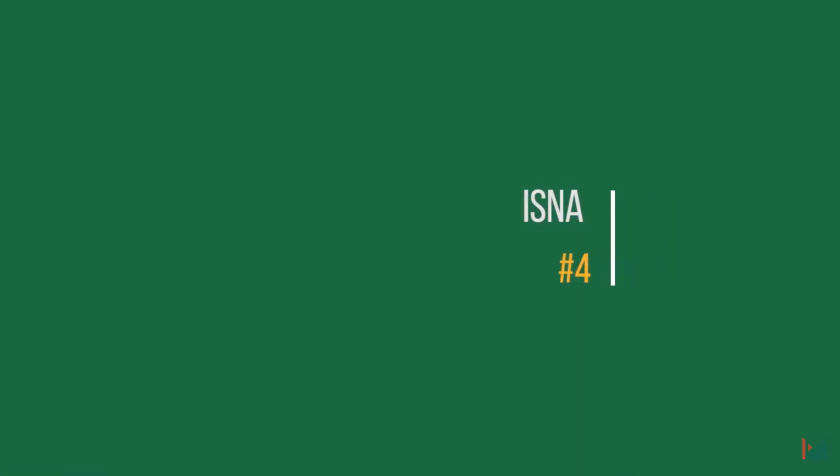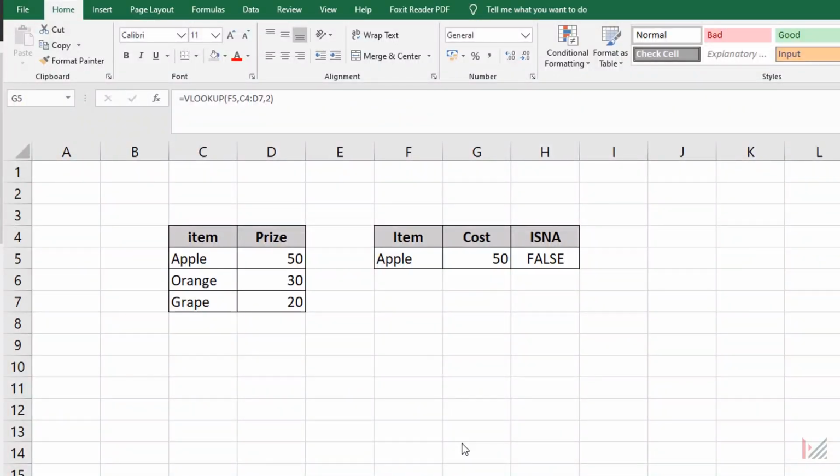Tip number 4, ISNA function. ISNA is a function to check whether the cell contains an NA error. NA error means either it is not available or no value is available. For example, let us check here.